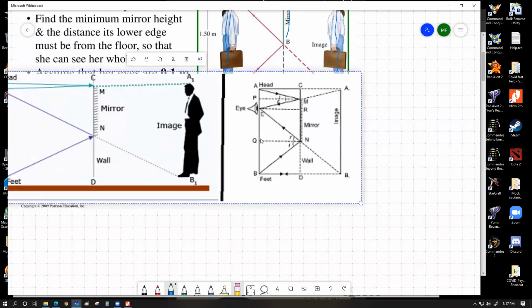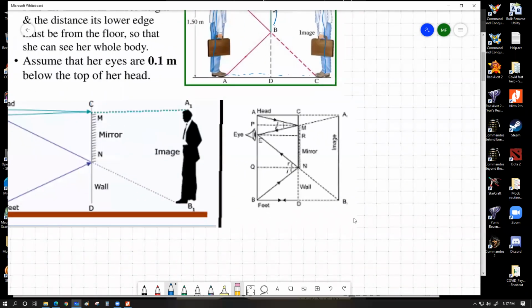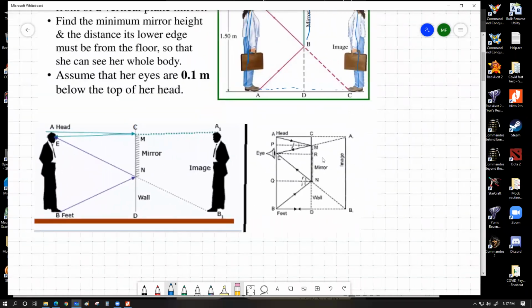So if we have a look over here at the light diagram, maybe a little bit smaller can help. Yep. If you have a look at this figure, it shows that light from the head should reflect off the mirror and reach the eye. Light from the feet should reflect off the mirror and reach the eye as well. If the mirror is smaller than this length MN, then we wouldn't be able to see the entire image. But if the mirror is somewhat bigger than the length represented as MN, we can still see the whole person's image.